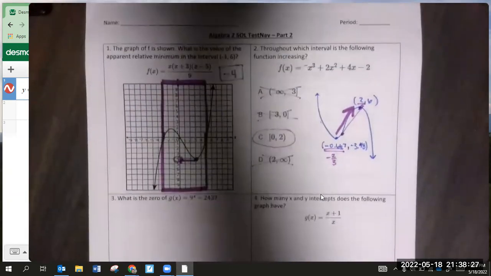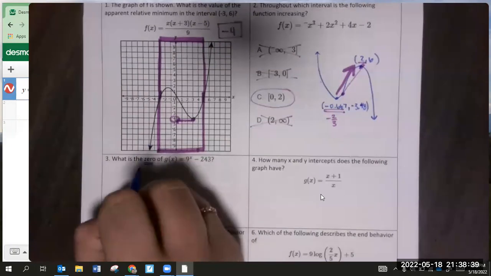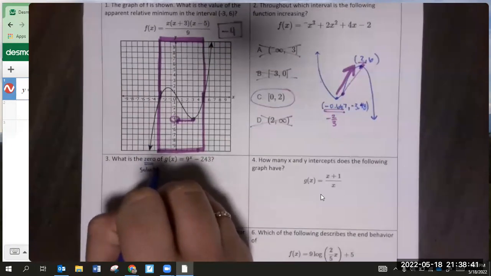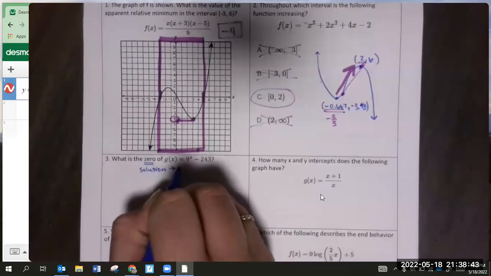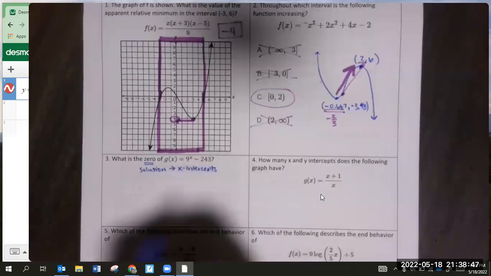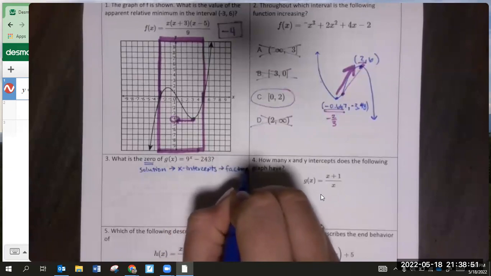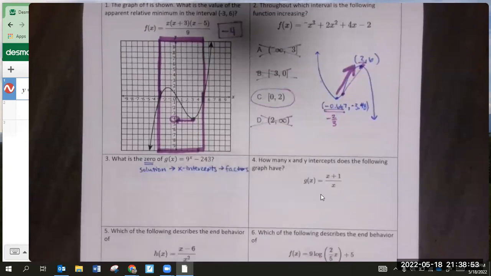Number 4 asks us, what is the 0 of g of x equals 9 to the x minus 243? Just a quick reminder that the word 0 has a couple meanings. It also means solution, which also implies x-intercepts, which also is going to imply factors and so on and so forth. When we see 0, we can be thinking and knowing all of these different things.